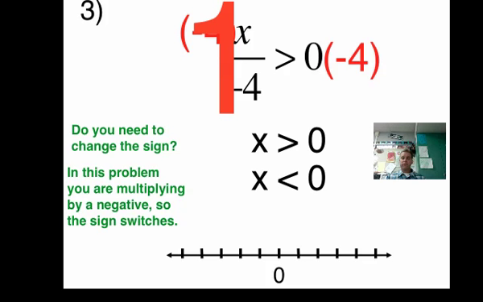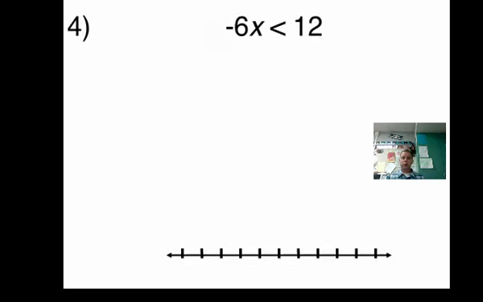Time to graph. Open or closed circle? Hopefully you're saying open because we only have one part, so it's open. We're looking for numbers smaller than x, so we're going to go to the left, and that's our answer. Number 4. Go ahead and try to solve this problem. When you're ready, come back and we'll go over it.